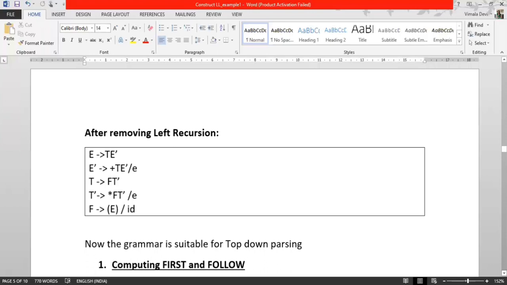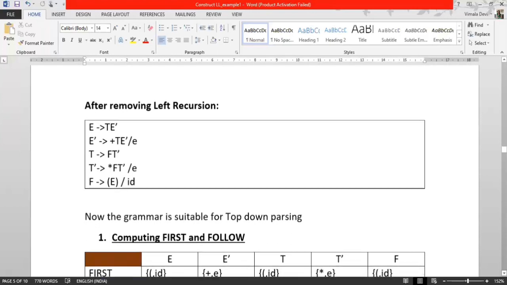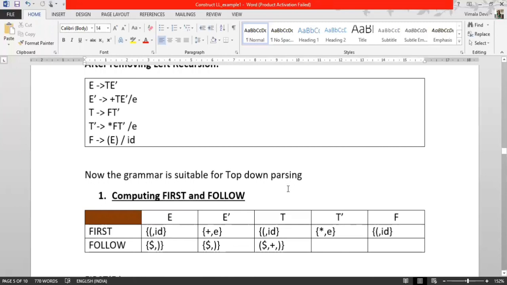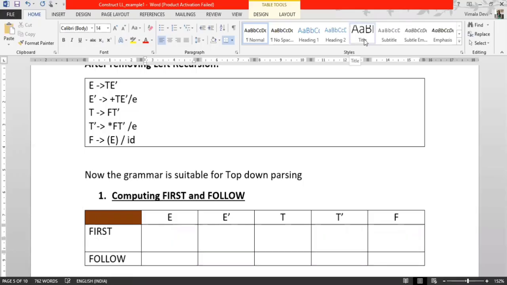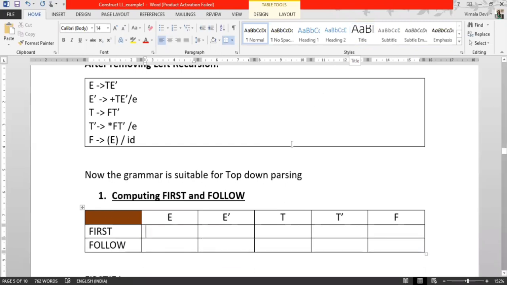Okay, how to construct the LL1 parser? There are 3 steps to construct the LL1 parser, and the very first step is computing first and follow for all the variables in the given grammar. I have already solved problems with respect to the computation of first and follow also. So let's compute first and follow for the given grammar symbols.